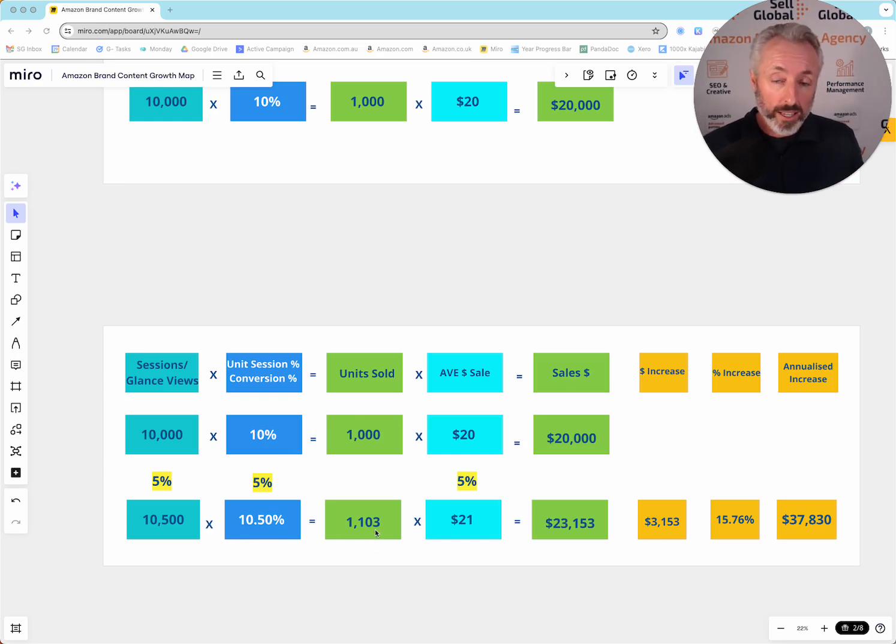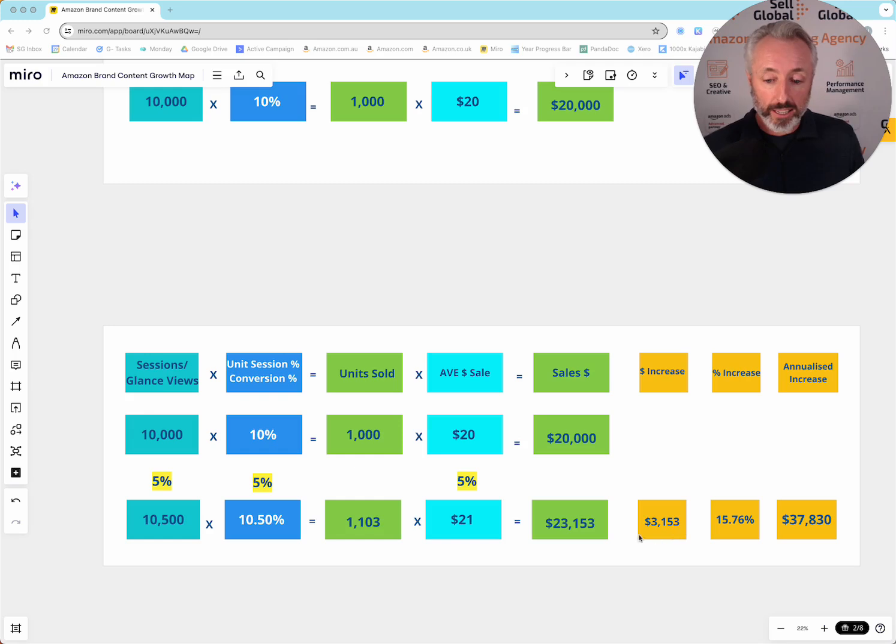And already here you can see an extra 103 units sold. Then increasing the average price up to 21. If you're a third-party seller, you could just put the price up. Otherwise, it'll be things like a bigger pack size, putting effort and energy into those higher price products, frequently bought together, bundles, buy 3 or buy 4 and save, for example. Bunch of ways to do that.